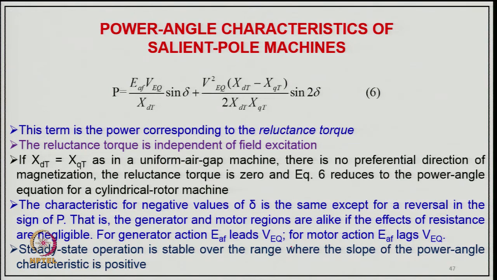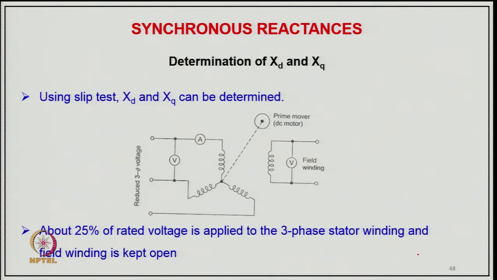For generator action, Ef leads V; for motor action it lags. The steady state operation is stable in the range where the slope of the power angle characteristic is positive. And this is how we can find out the values of Xd and Xq. So, using the slip test, we can find out Xd and Xq.